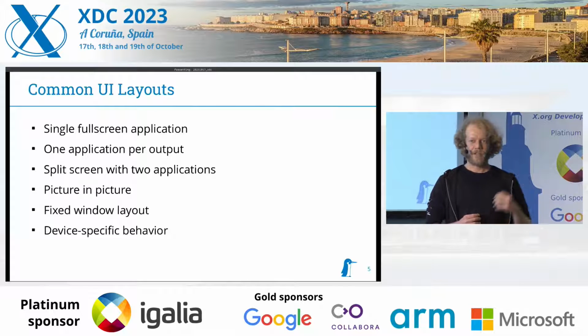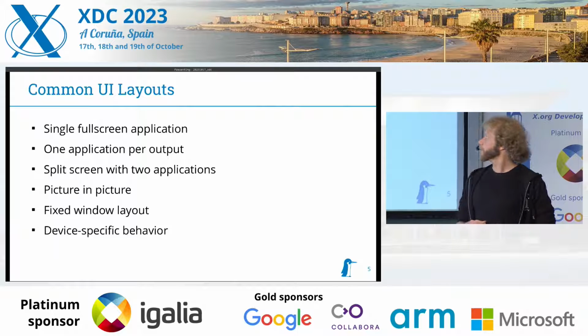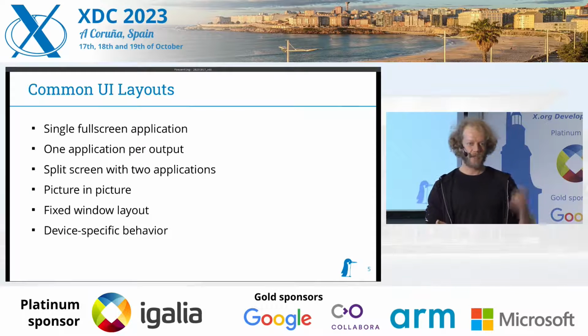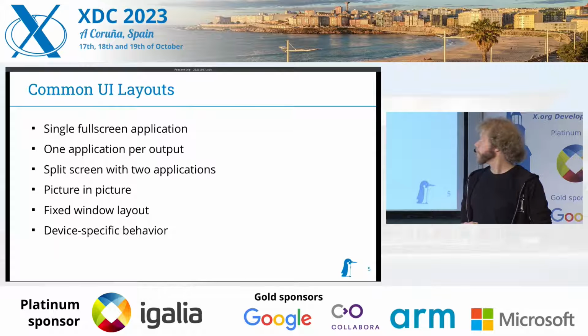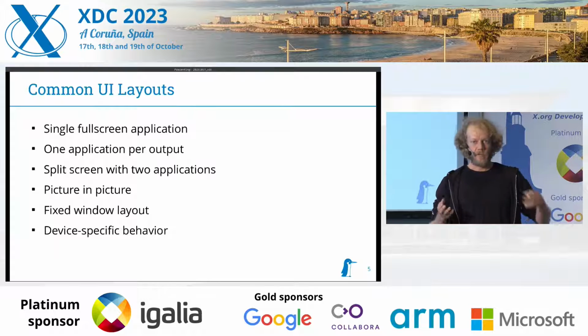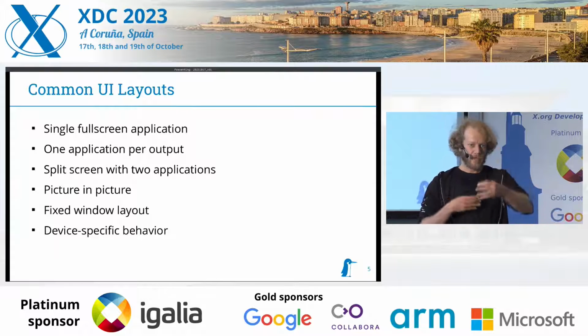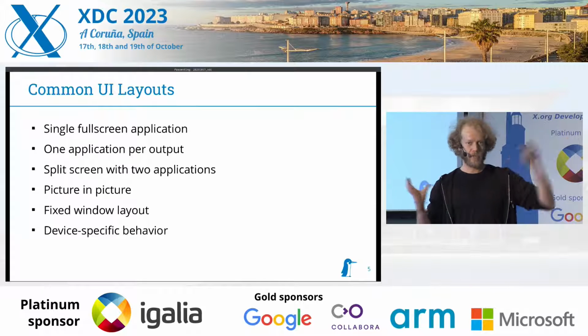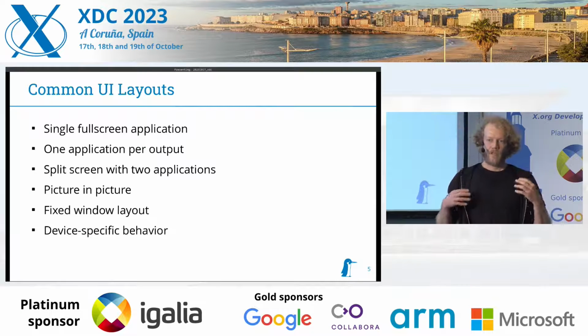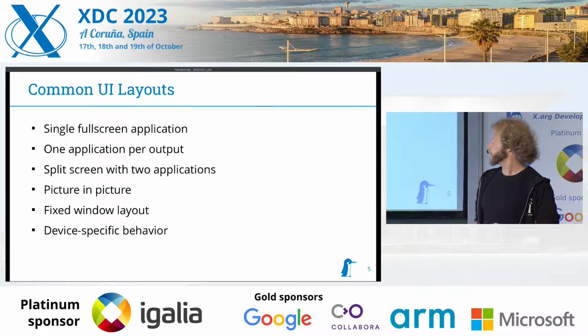Common UI layouts in embedded system are just a single full screen application. You run one application, it takes the entire screen, and it shows you there. So not much to do with window management. Sometimes you have systems with multiple outputs, like the front and the back of a screen, or next to each other, or a small screen and a big screen. And you run one application per output. That's also a common setup.